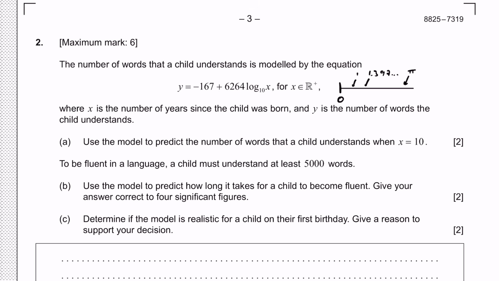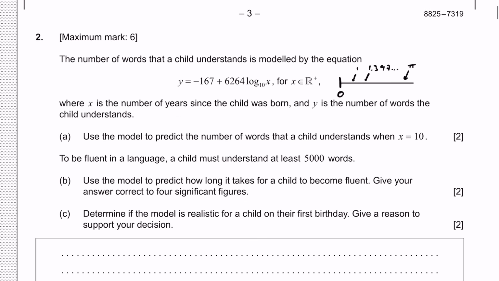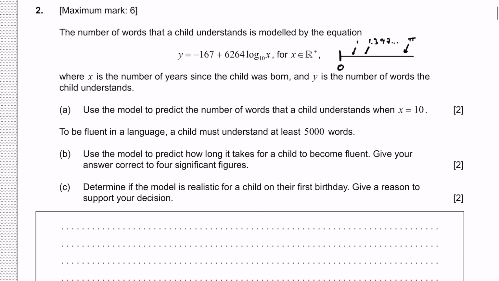So when the child, I suppose, is 10 years old. Nice question, kind of an input-output question, just using logs. I think it's okay. Let's go ahead and substitute those values and find the answer. So here's our function right here. It's relating Y, the number of words, to the age of this child.